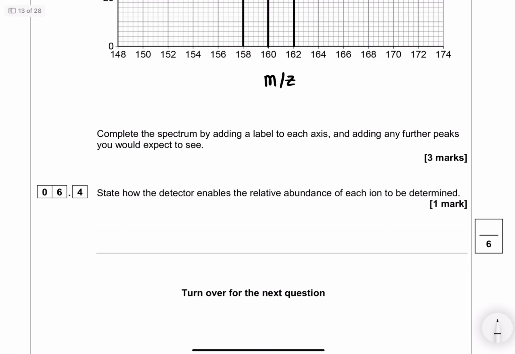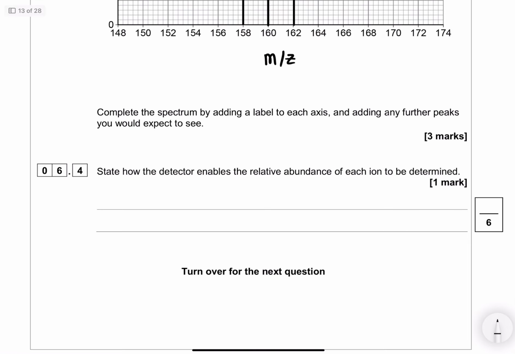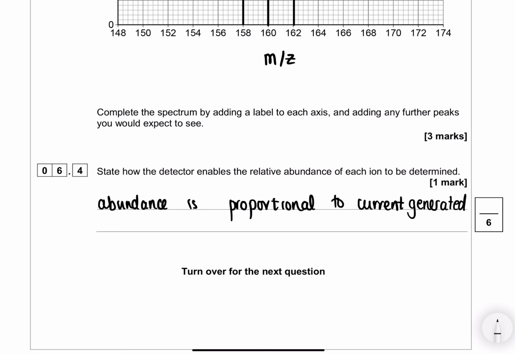State how the detector enables the relative abundance. Well, the abundance is proportional to the current generated. Let's put the size, just to be clear, when the ions gain electrons at the detector.